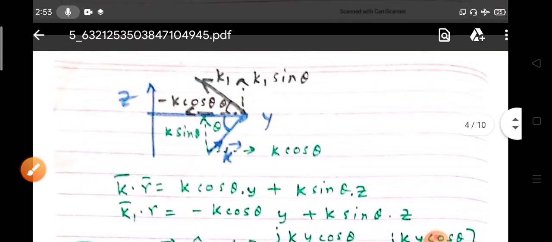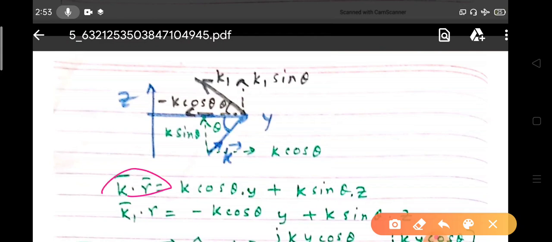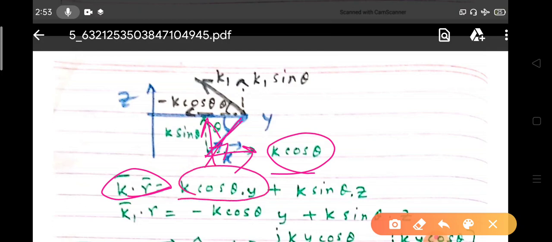To find k dot r, we split it into two components, along the y direction and along the z direction. Along the y direction it is k cos theta, and along the z direction it is k sin theta. So k dot r will be k cos theta into y, plus k sin theta into z. So k dot r will be k cos theta y plus k sin theta z.